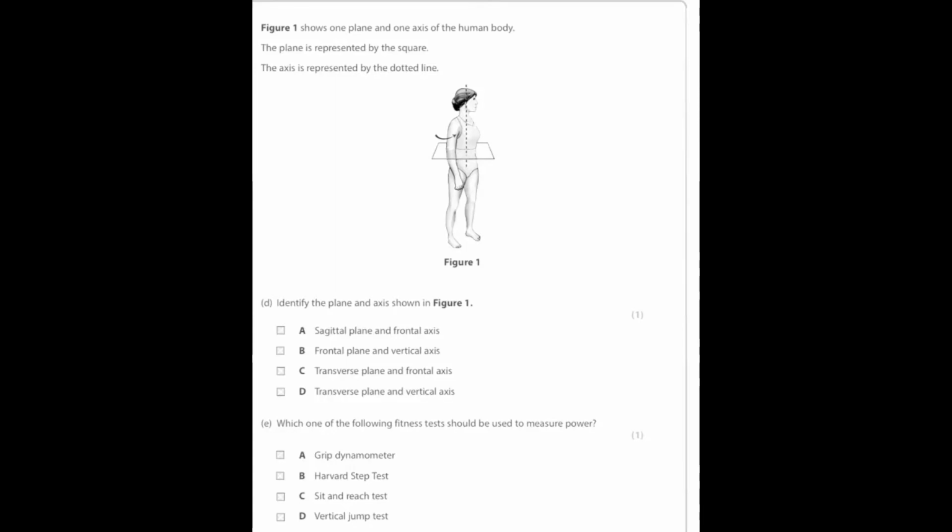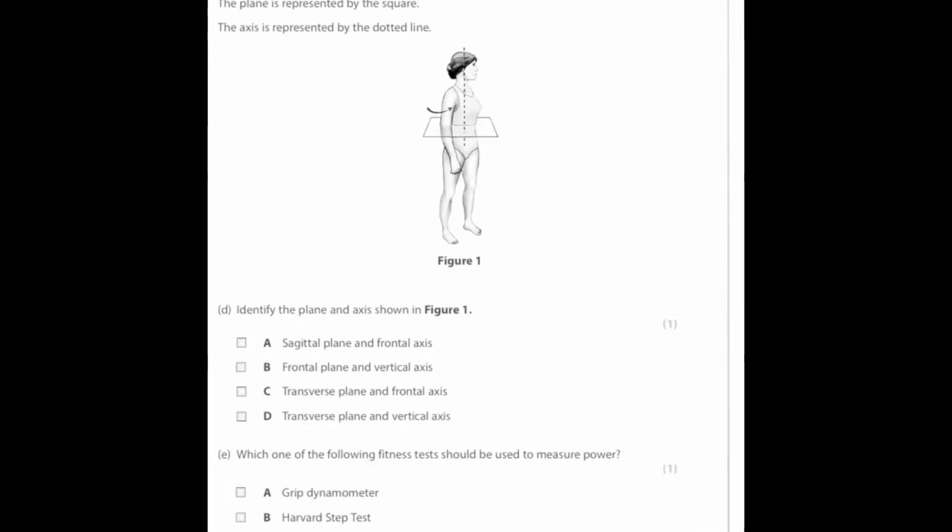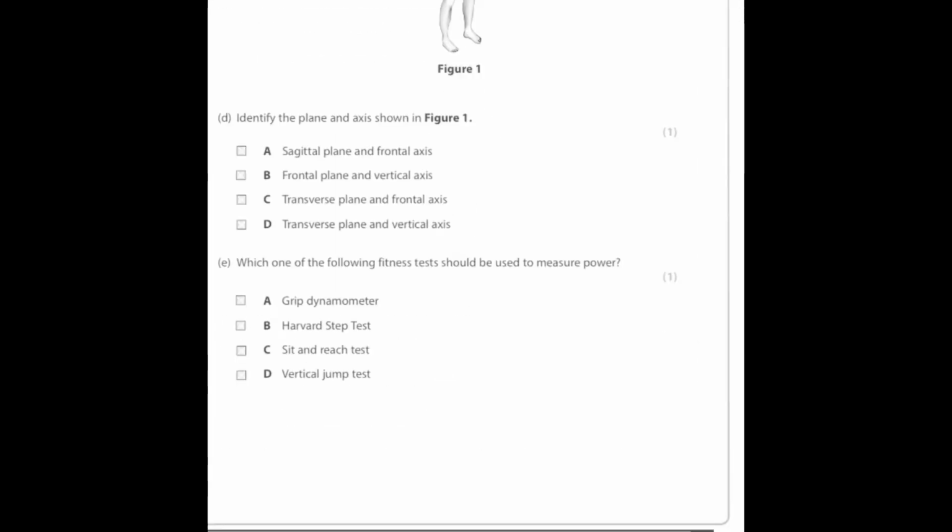So question 1E asks which one of the following fitness tests should be measured power, which is the vertical jump test, which is D. You need to learn your fitness tests and what they measure.